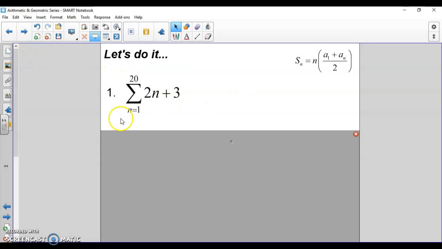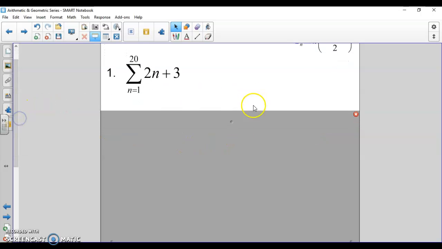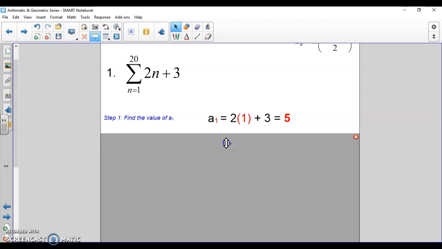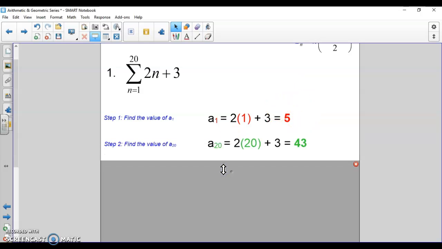So let's look at the actual work for this. I put up in the top corner here the formula you're going to need. First step, I don't need to see work for this. You can just do this in your head. Find the value of your first term. So you just plug in 1, you get 5. 5 is the term you're worried about. You do the same thing for the 20th term. Plug in 20, see what you get. You get 43. So 5 and 43 is what I'm worried about here.